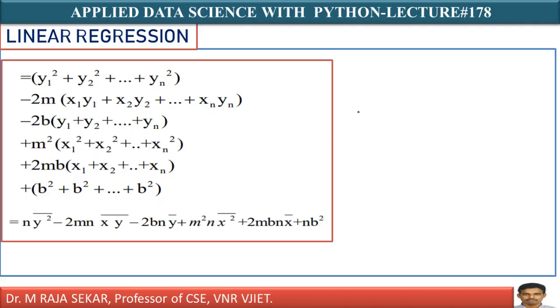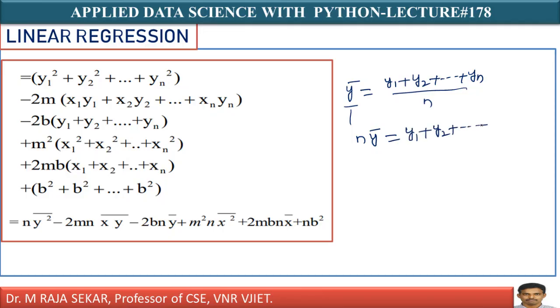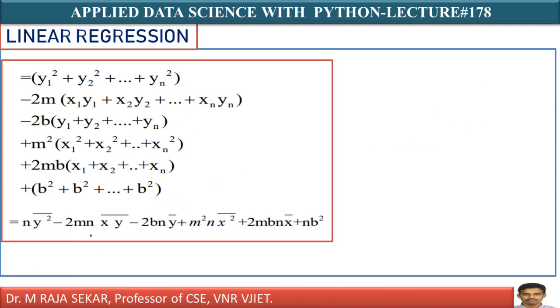Let me say, what is my y bar? y bar means what? y1 plus y2 plus so on yn by n. Just cross multiply it. What will you get? n y bar equal to y1 plus y2 plus yn. Therefore, in the place of y1 plus y2 plus yn, I can write n y bar. Is it correct? Yes.